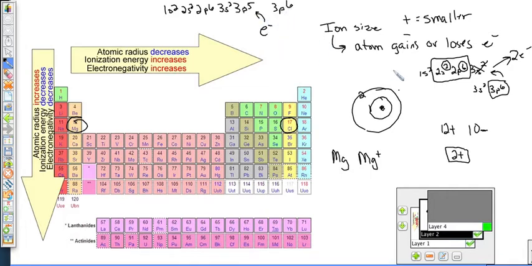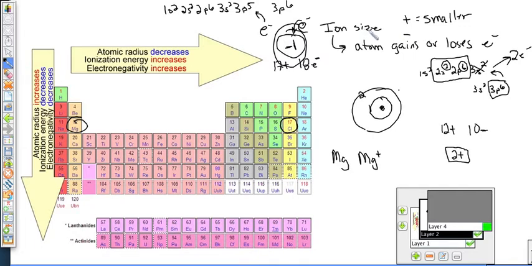So atoms are going to do whatever's easy. If it's easiest to lose them to get 8, then it'll do that. If it's easiest to gain them to get 8, then it'll do that. So in this case, chlorine is going to gain an electron. So it'll have 17 positive protons and 18 negative electrons. So that's a net of -1. But see what happened is I added more electrons to the outer shell here, and that's going to make it bigger.